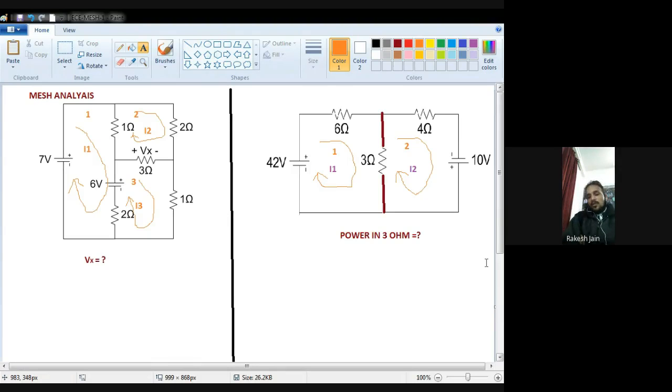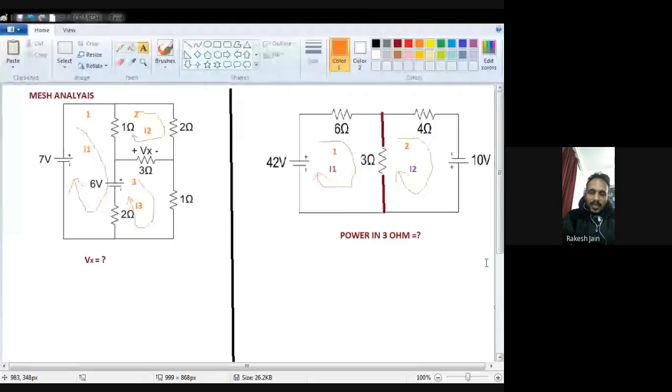The third rule is, in the journey of writing down any equation, if a voltage source comes, see which polarity of that voltage source comes first. For example, when I start my journey to write the equation for the first mesh of equation number two, 6 ohm comes first, so I write 6I1. Then 3 ohm comes, so I write plus 3I1, because I2 also passes through 3 ohm in the opposite direction, so I also write minus 3I2.